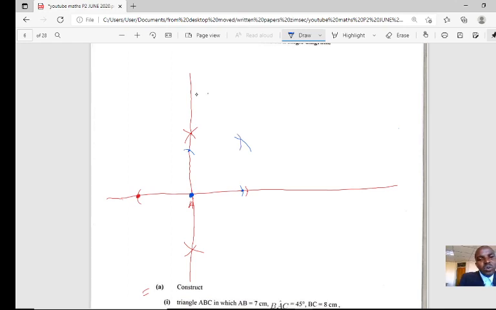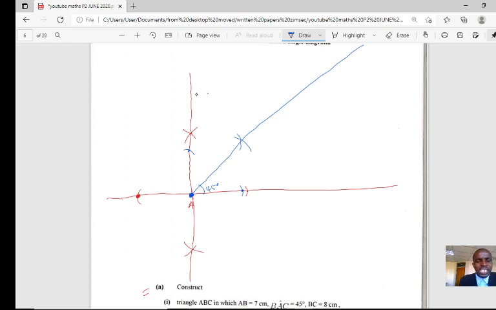Then with your ruler, like this. My lines are looking nice, you can see them. Right, then this angle is the one that we need. It's actually 45 degrees. Don't even mind writing the 45 degrees, because those arcs are the ones that will be marked.